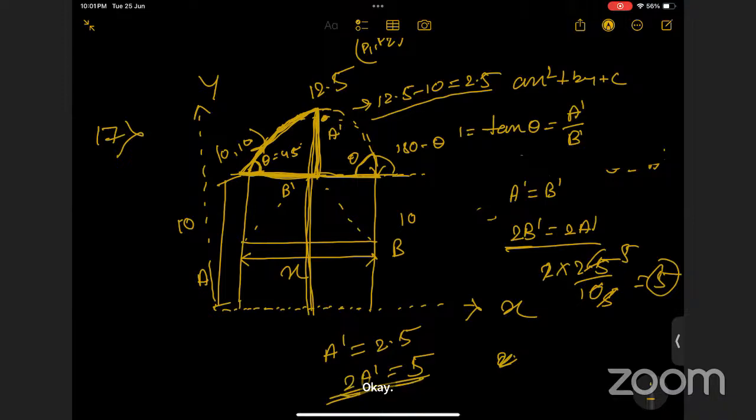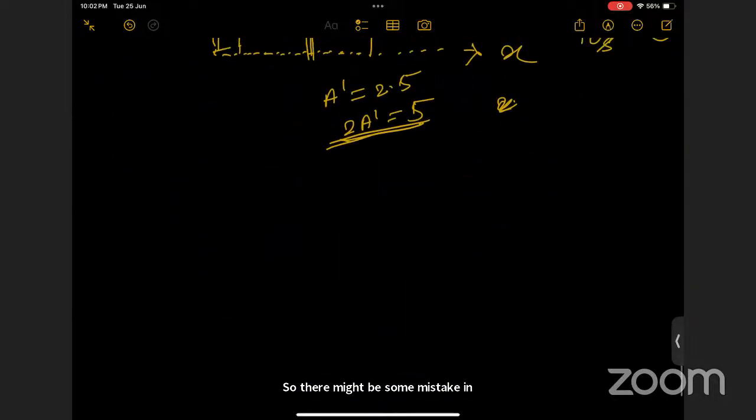Ma'am, me also. Miss, can I ask you a question? Yeah. Miss, we need to find the distance between the two buildings, twice B dash, right? So, ma'am, 5 we got the distance of B or B dash? I mean, twice B dash or only B dash? Twice B dash. Because the highest point is 12.5 and the height of house A is 10. So A dash is 12.5 minus 10. So it is 2.5. Okay, ma'am. Thank you. So 2A dash will be 5. I don't think anything is wrong in this answer. So there might be some mistake in the answers of the assignment set. So I think the answer is 5.